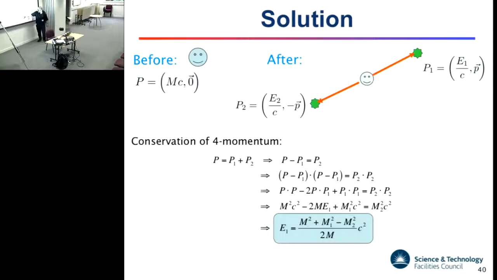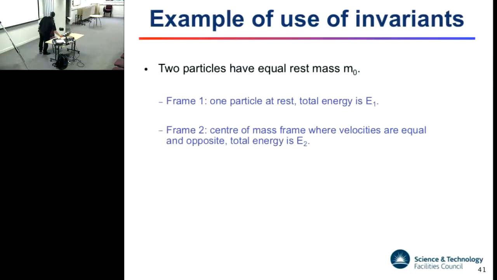Okay, so it's not obvious, without actually going through the calculation, when you write down an m, which m you're talking about. But particle physicists do tend to talk about the relativistic mass a lot more. Here's another example. Two particles have equal rest mass. In frame one, one particle is at rest, the other has energy E1. In frame two, the center of mass frame where the velocities are equal and opposite, the total energy is E2. The problem is to relate E1 to E2.